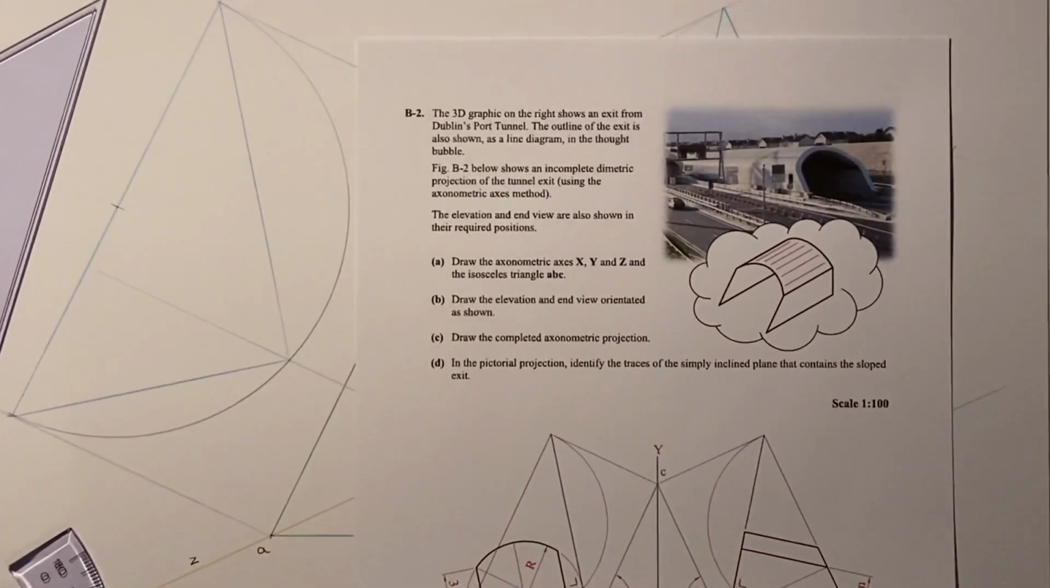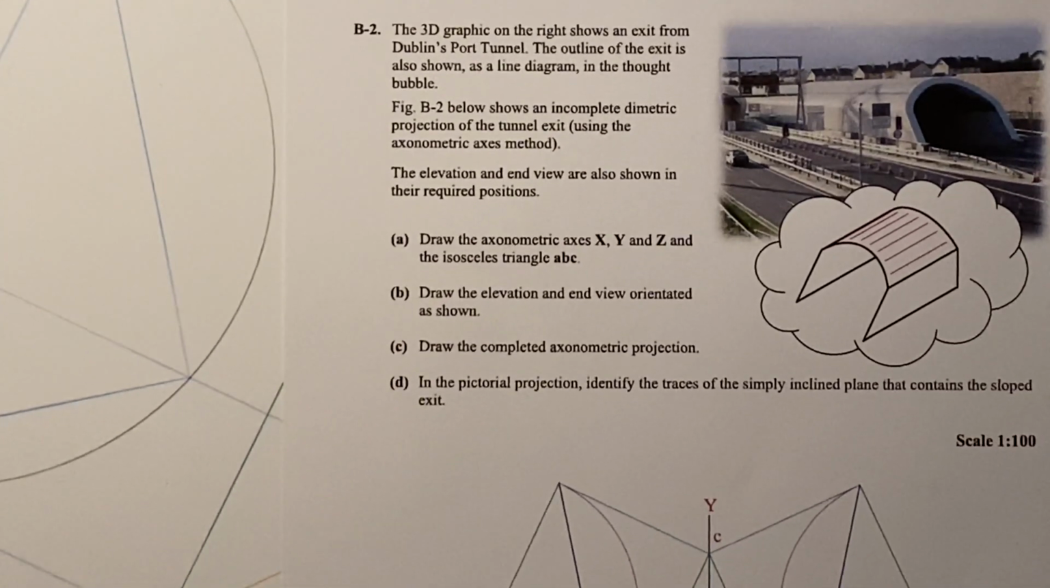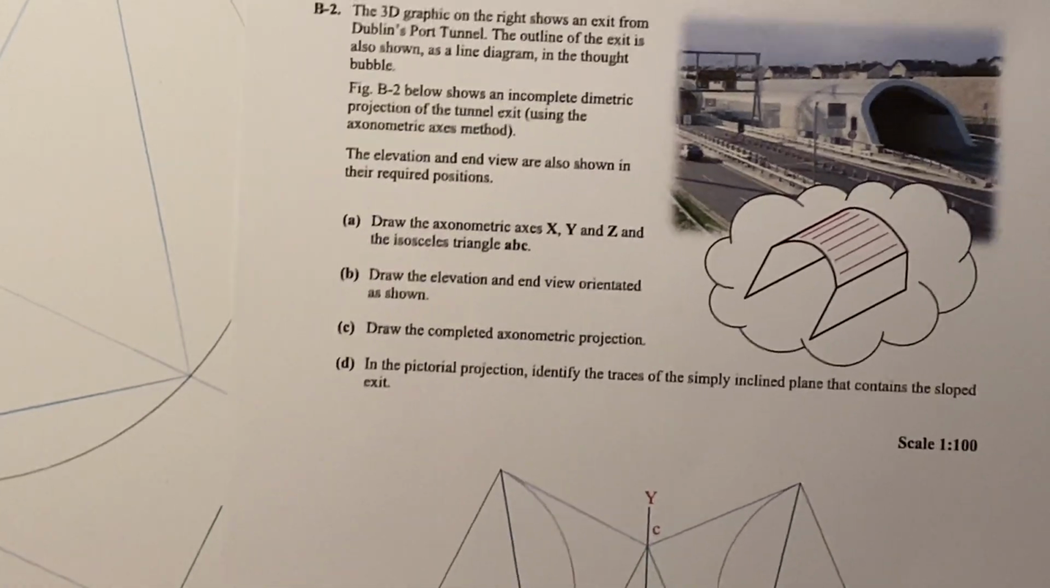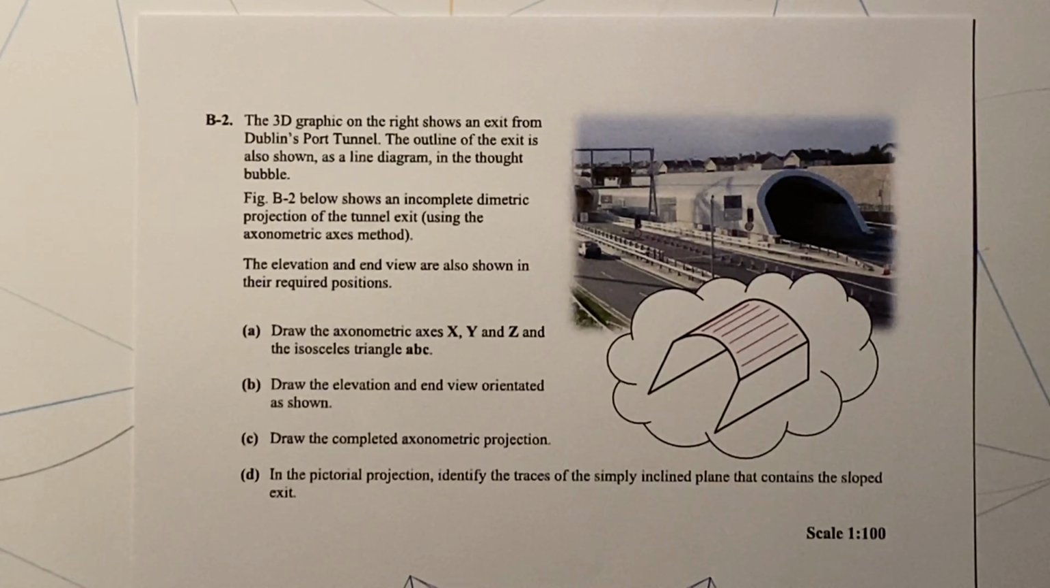So I just want to zoom in here. Okay, the question we're doing is, as I said, 2011. It said the 3D graphic on the right shows an exit from Dublin's Port Tunnel. The outline of the exit is also shown as a line diagram and in the thought bubble. Figure 2 shows the incomplete dimetric projection. So you don't even need to know it's called dimetric, lads. It's already written there. But incomplete dimetric projection of the tunnel exit, and it's using the axonometric axes method. So we're used to that, okay?